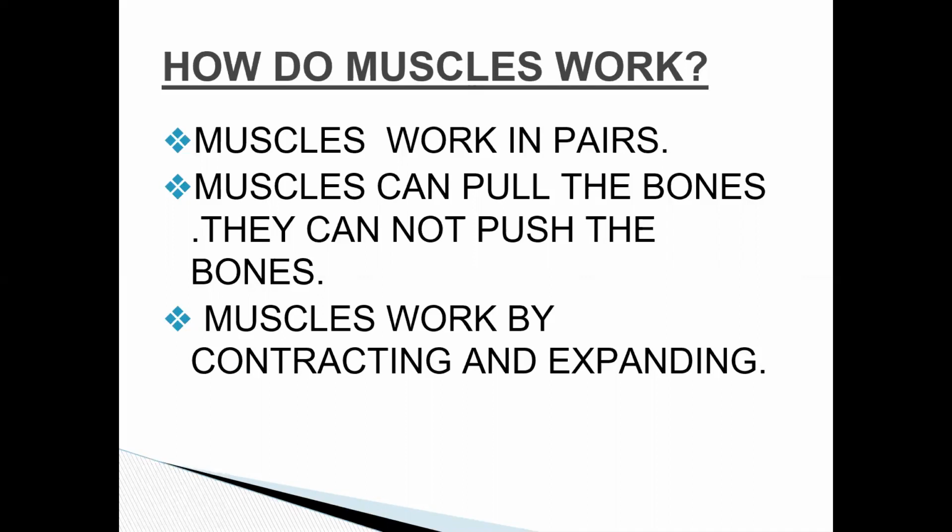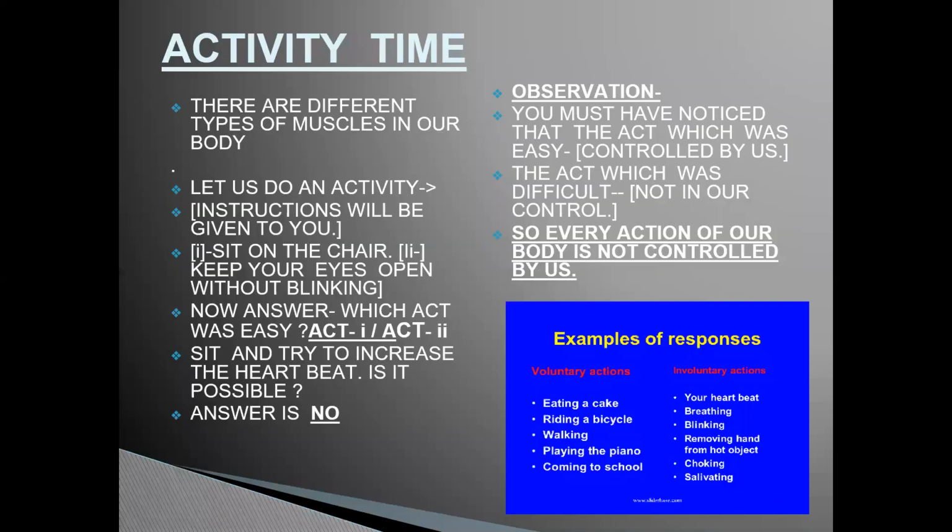Muscles work by contracting and expanding. When out of one pair, one muscle contracts, the other muscle expands or relaxes. Muscles can pull the bones, they cannot push the bones. Now it's activity time. Just to explain how many types of muscles, we will do an activity to understand the types of muscles.